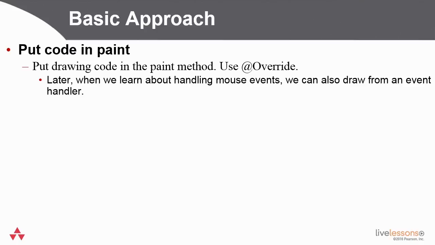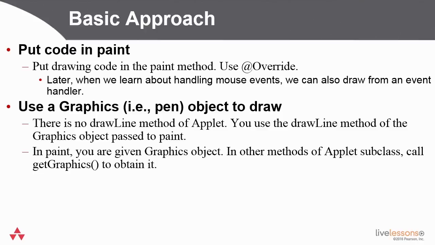We'll also see in the next lecture that you can draw not just at the time the system decides, but also at the time you decide. So in the next lecture, we will also have event handlers, and we'll say, draw whenever the user clicks the left mouse, or draw whenever the user hits a key on the keyboard. But for standard drawing, you put it in the paint method, the system invokes it automatically, and the system re-invokes it when the applet gets at least partially covered up and re-exposed.